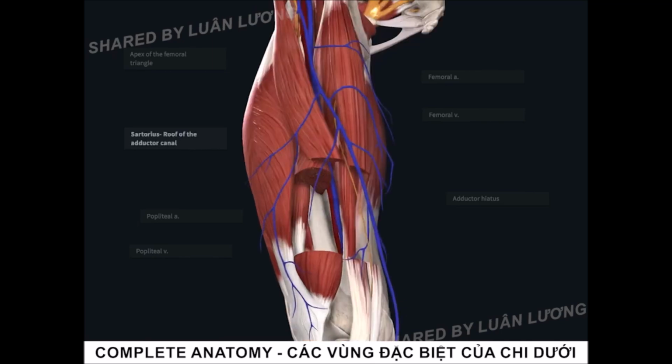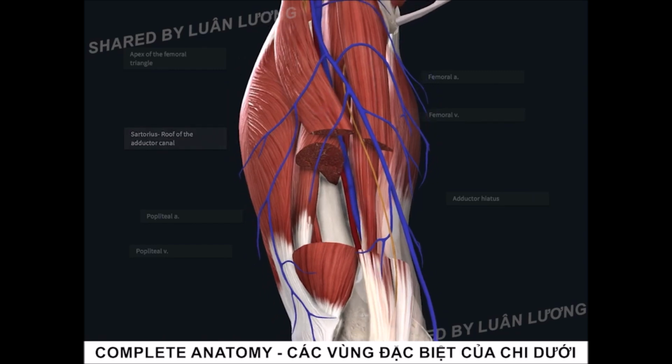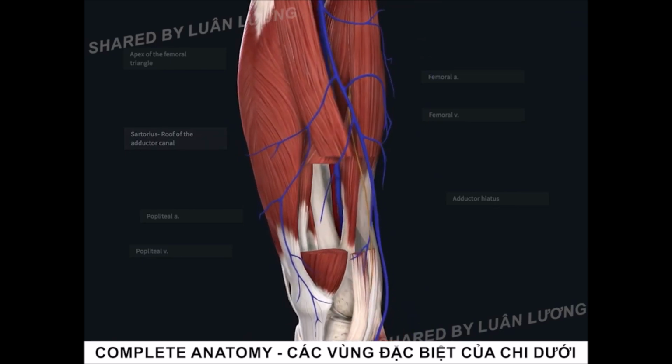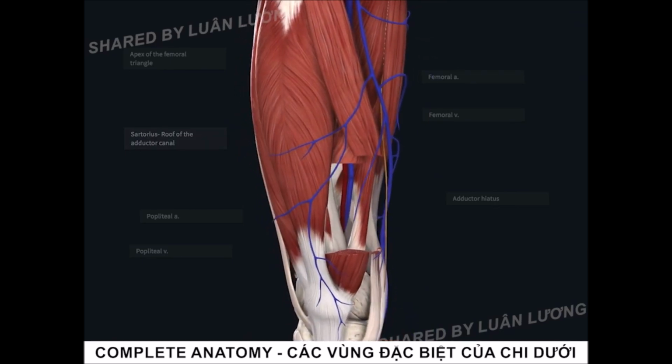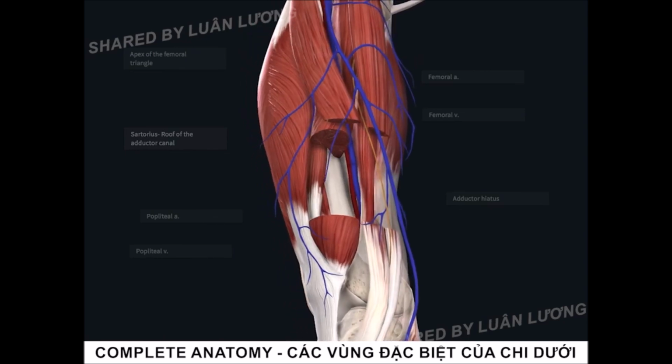This muscle is going to form the roof of the adductor canal, meaning that the structures that are going to pass within this space will lie deep to the sartorius muscle. Therefore, I needed to cut a window through this muscle to allow us to see the path of those vessels. I've also cut through the vastus medialis, one of the large quadriceps muscles that is going to be on the medial aspect of our knee.